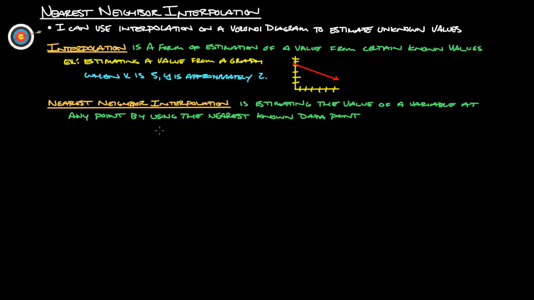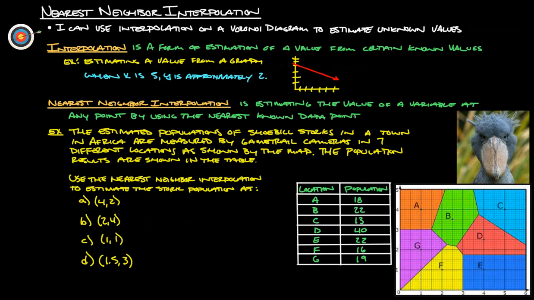There is the nearest neighbor interpolation, which is estimating the value of a variable at any point by using the nearest known data point. So, for example, the estimated populations of shoebill storks in a town in Africa are measured by game trail cameras in 7 different locations as shown by the map. The population results are shown in the table. Use the nearest neighbor interpolation to estimate the stork population at these different spots.